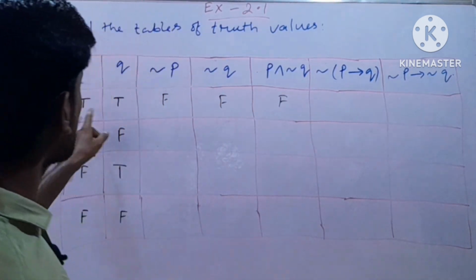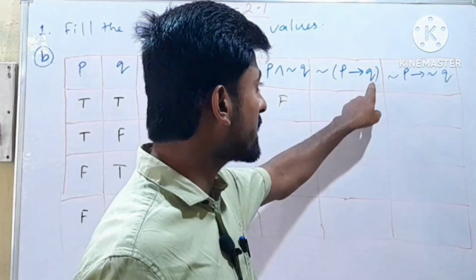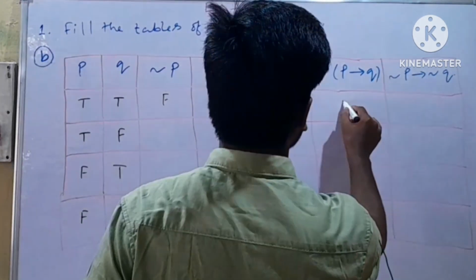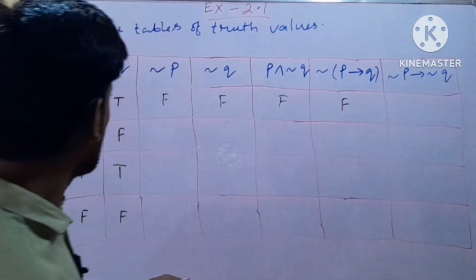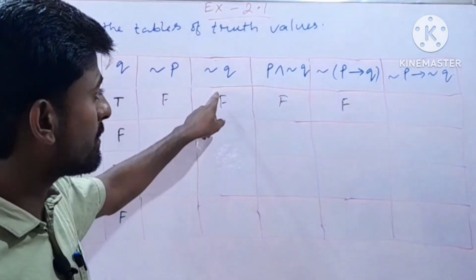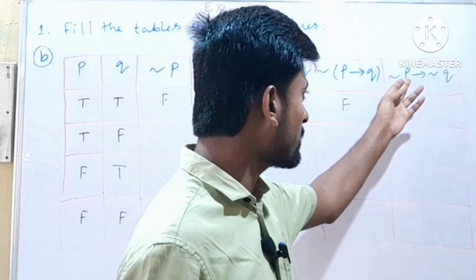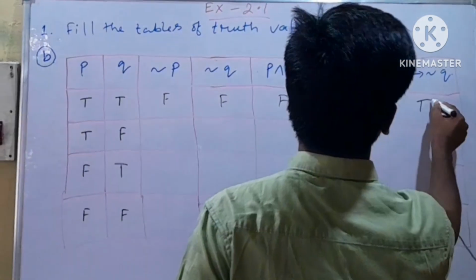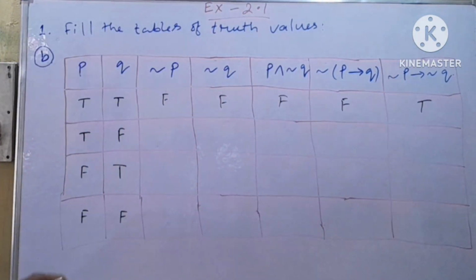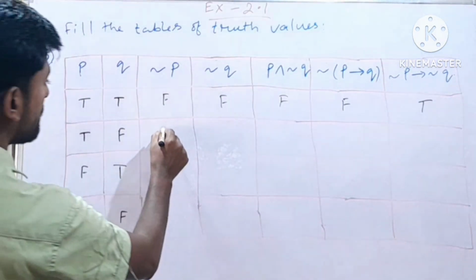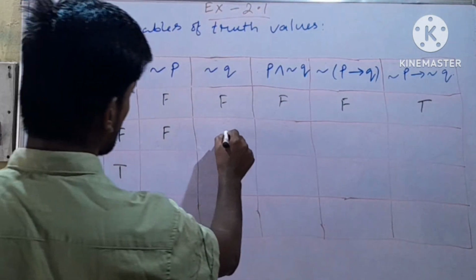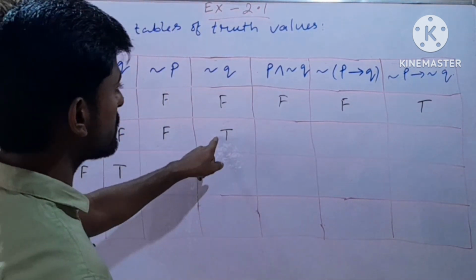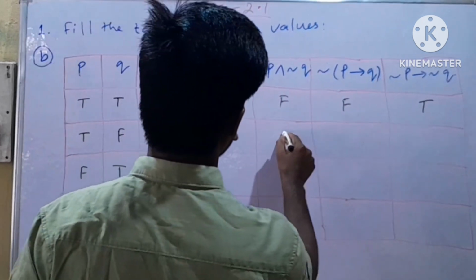Next, P true, Q true, P conditional Q will be true, but negation of P conditional Q, it is false. Negation of P false, negation of Q is also false. So therefore negation of P conditional negation of Q, it is true. Next, P true negation of P false, Q false negation of Q will be true. Now P true negation of Q is true, so conjunction will be true.